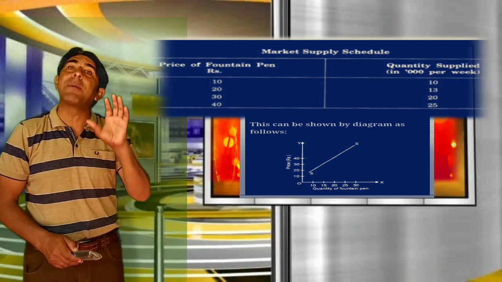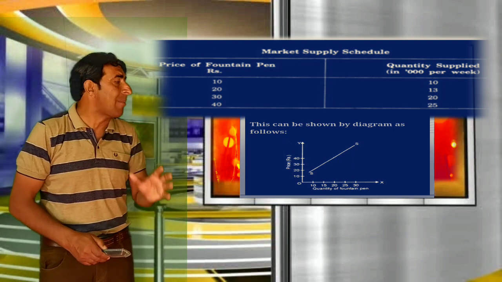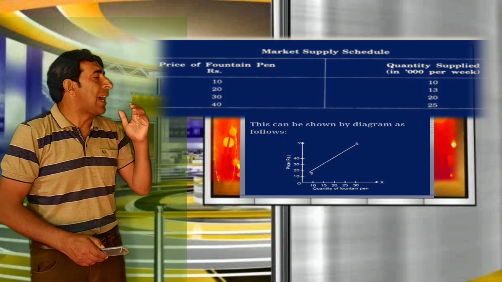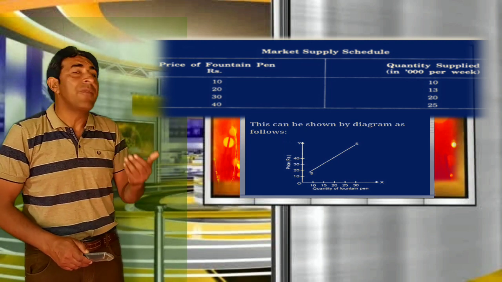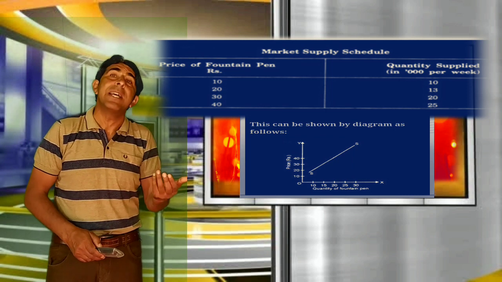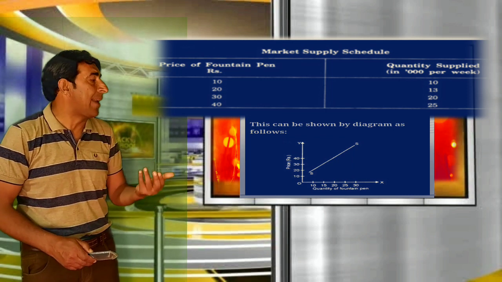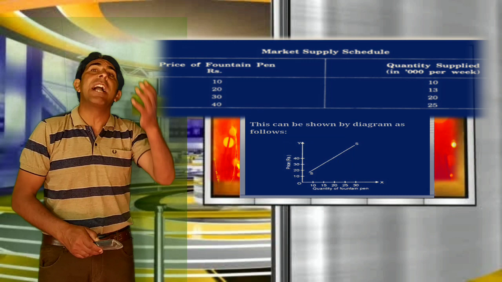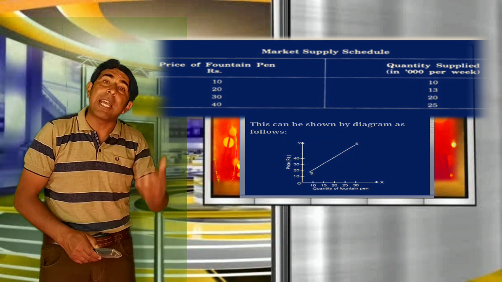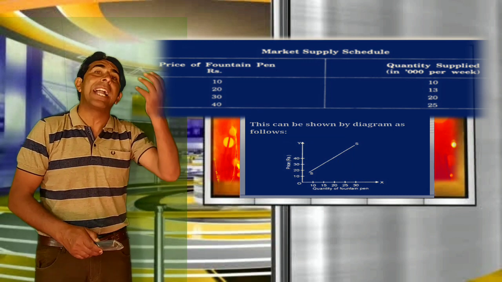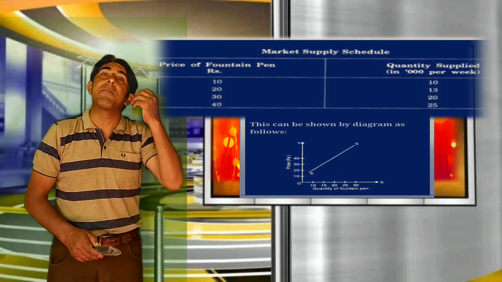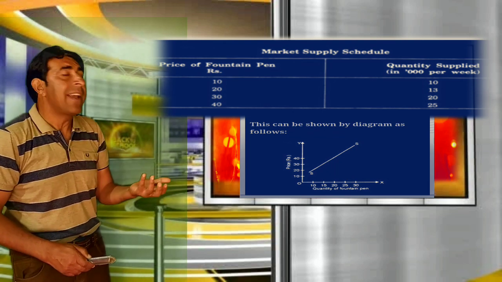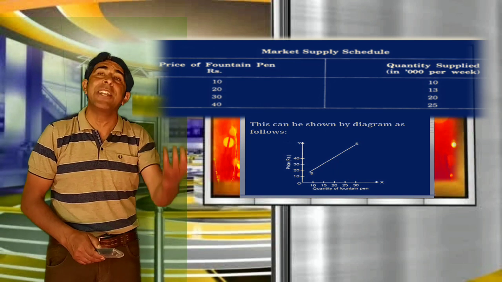We have a tabular representation with two columns. In column 1, we are writing the price of fountain pen. In column 2, we are taking the quantity supplied per week of the fountain pen. We have different prices, and we are going to study what happens to the quantity supplied at different prices. Initially, one fountain pen costs rupees 10 and the quantity supplied is 10 units.